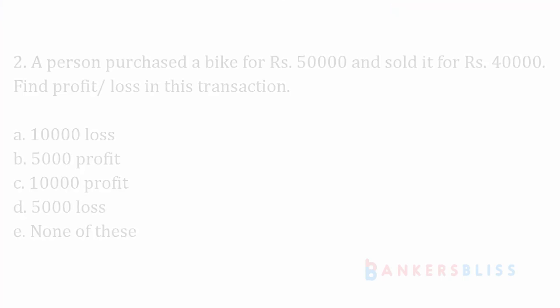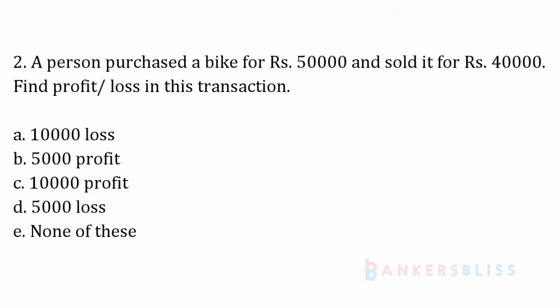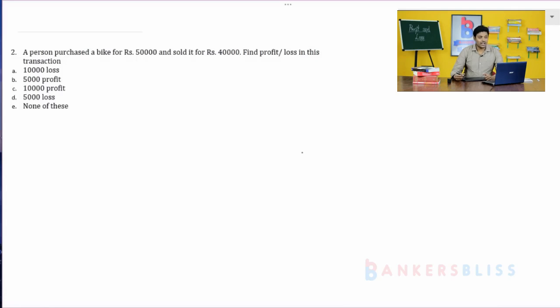Problem number 2. A person purchased a bike for rupees 50,000 and sold it at 40,000. Find profit or loss in this transaction. See, I bought a bike by paying 50,000 and I am selling that bike for rupees 40,000. Obviously, I am going to get a loss. So how much loss did I get? The difference of the two, which is nothing but 10,000.